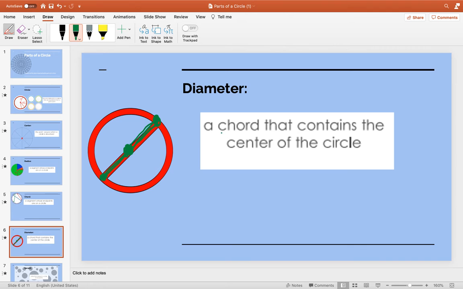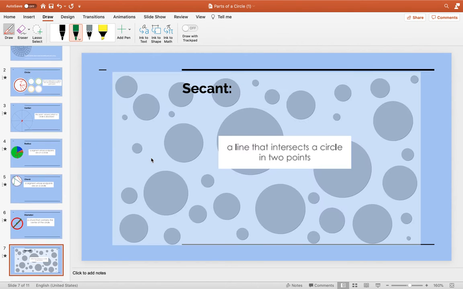But the technical geometry definition is that a diameter is a chord that happens to go through the center of the circle, which would make it the longest possible chord in a circle.